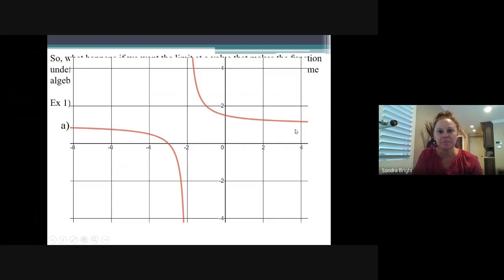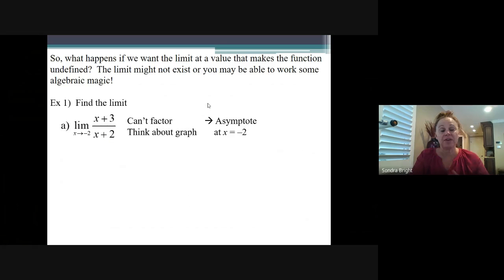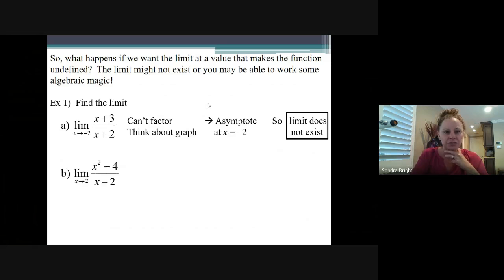This is an example, from Mean Girls, of when you're going off in opposite directions, the limit does not exist. And so you've got an asymptote at x equals -2, and the graphs are going in opposite directions. One is going to positive infinity, the other is going to negative infinity, and so this limit does not exist because the limit from the left and the limit from the right don't match.